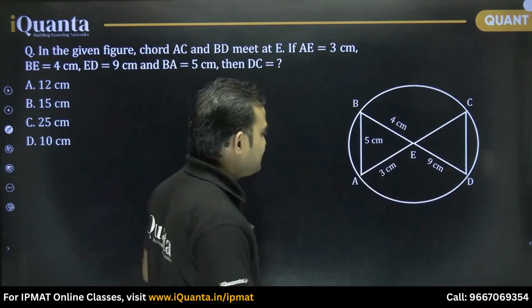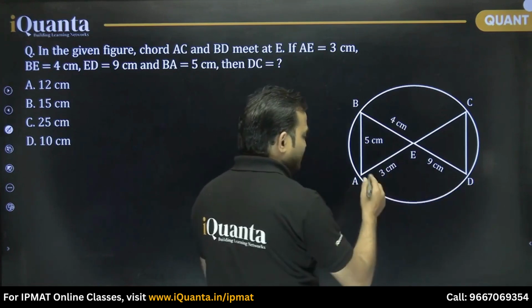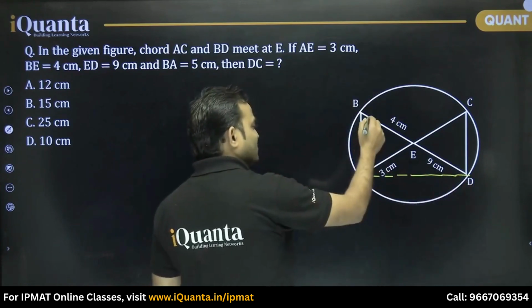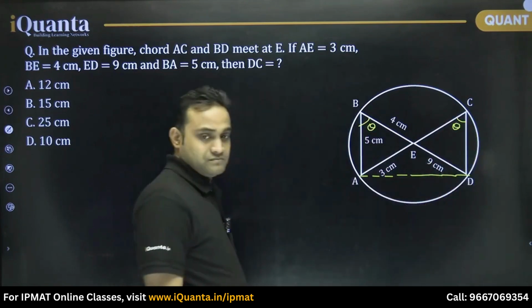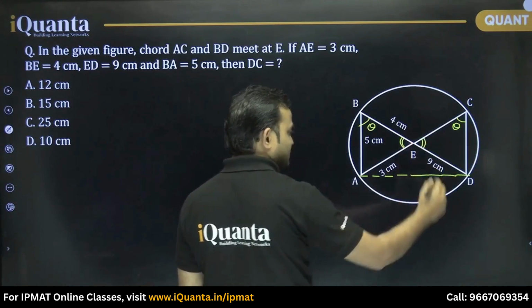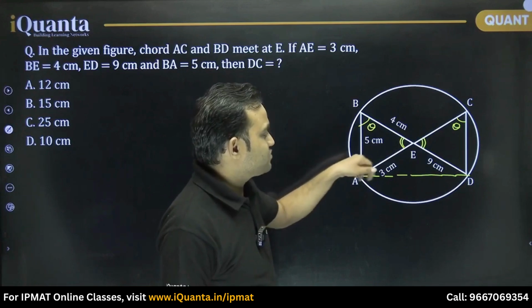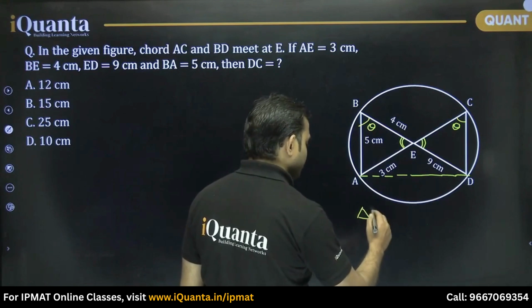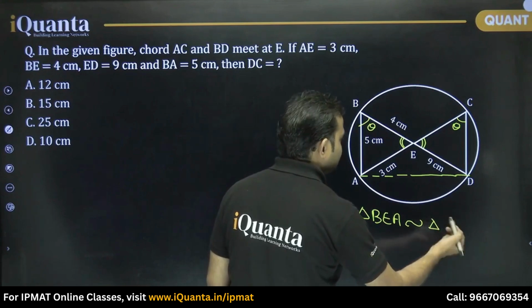Now what we can say, if you consider the angle made by this chord AD, let's join this AD, the angle made by AD on the circumference, if this angle is theta, can we say this angle will also be theta? And these are vertically opposite angles. Can we say triangle BEA will be similar to triangle CED? Triangle BEA will be similar to triangle CED.